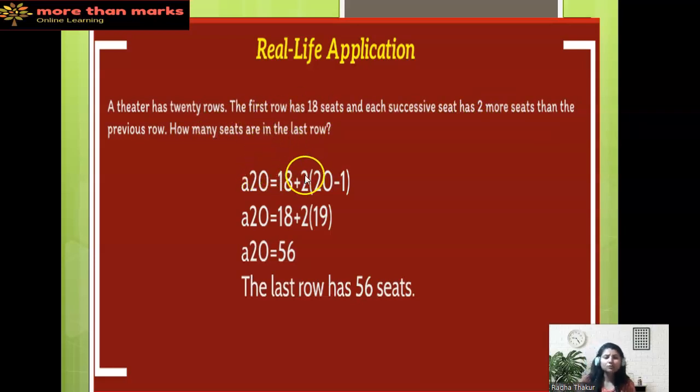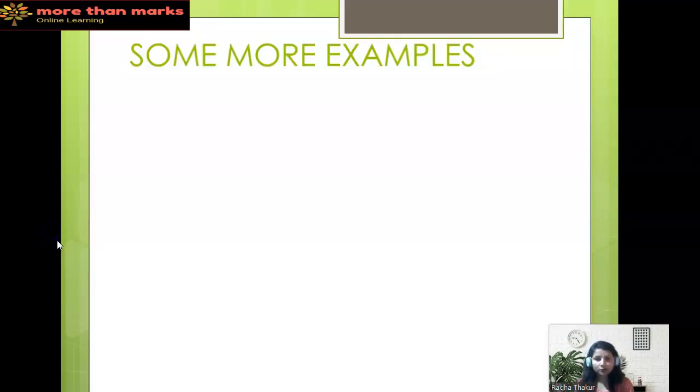The first method is to just go and count the number of seats. But without going there, you can find it by using the concept of AP. I will explain how we find it, all these things. So let's go to the next.